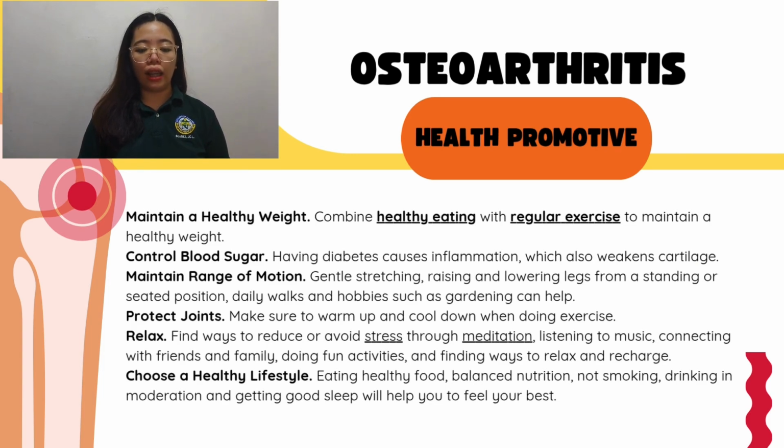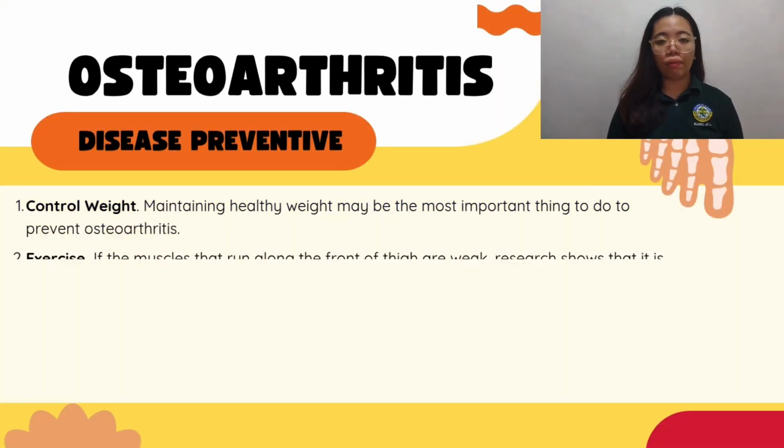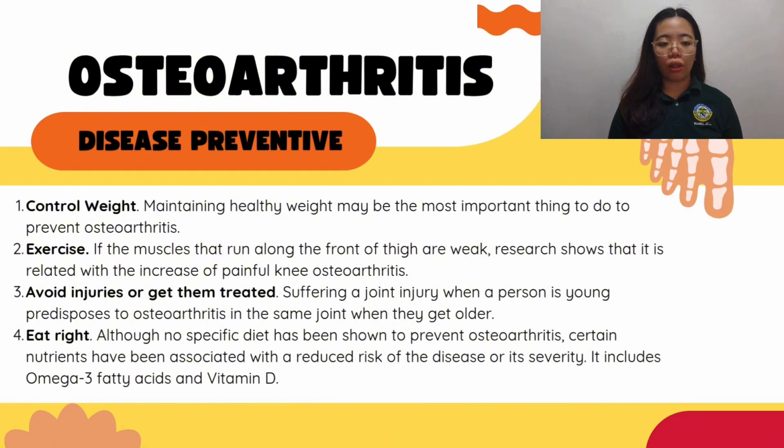Choose a healthy lifestyle. Eating healthy food, balanced nutrition, not smoking, drinking in moderation, and getting good sleep will help you feel better. Disease preventive for osteoarthritis includes the following. Control weight. Maintaining a healthy weight may be the most important thing to do to prevent osteoarthritis. Exercise. If the muscles that run along the front of the thigh are weak, research shows that it is related to an increased risk for painful knee osteoarthritis.